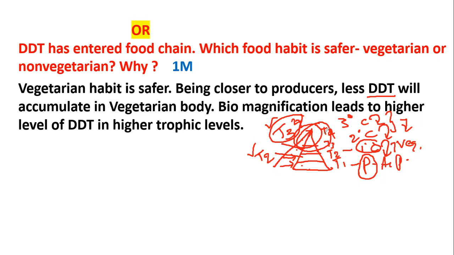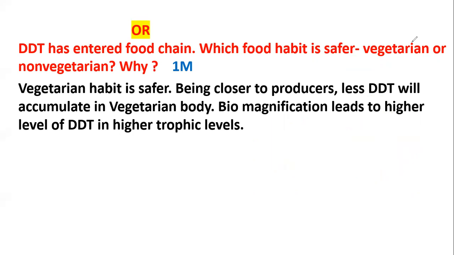Have you got an idea about biomagnification and how the accumulation of chemicals takes place? Due to that reason, DDT accumulates more in higher trophic levels. That's why instead of non-vegetarian, the vegetarian habit is safer. Let's move to the next question.